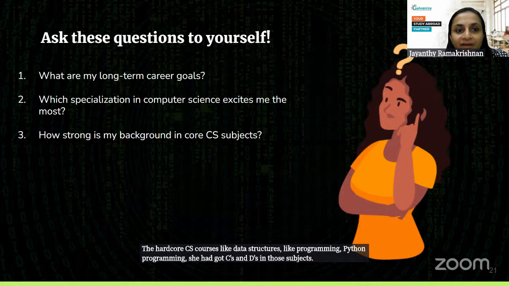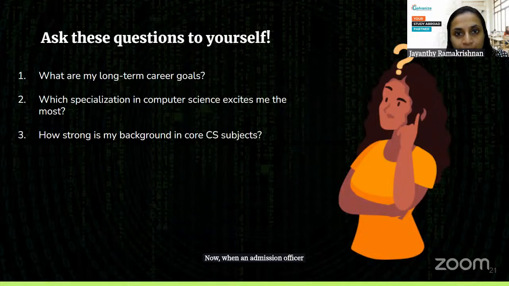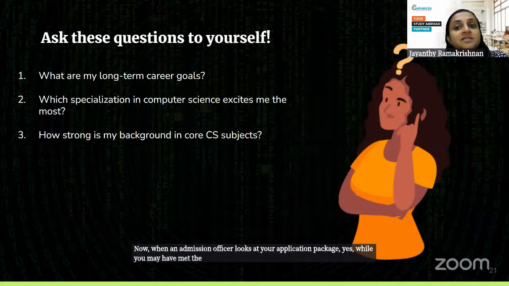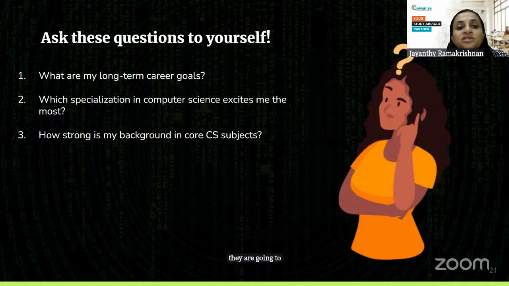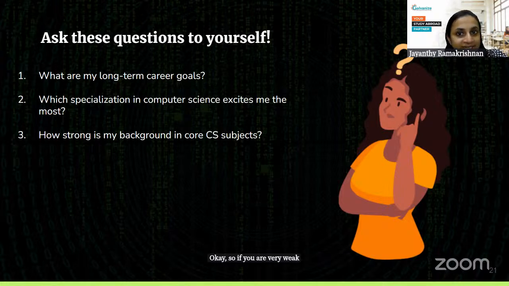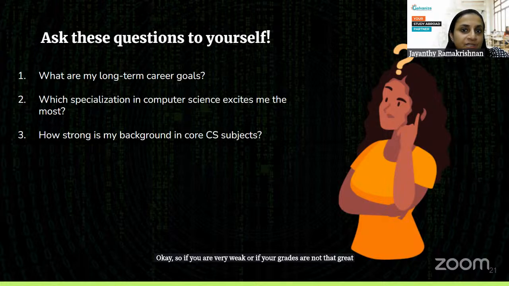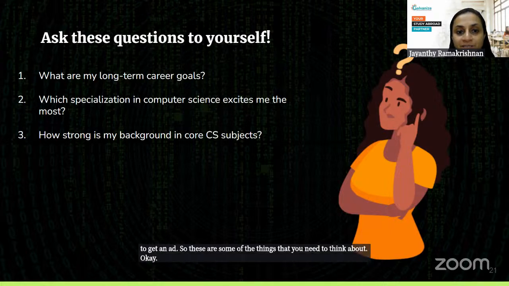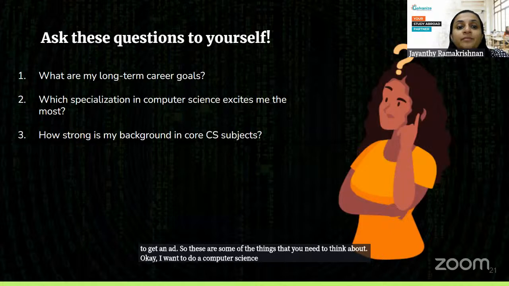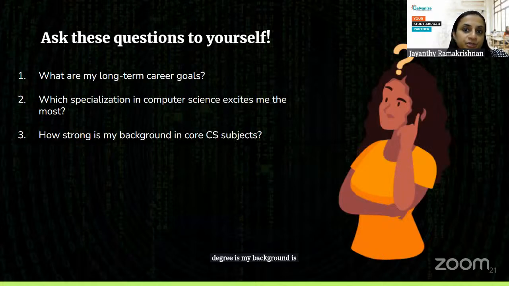Now, when an admission officer looks at your application package, yes, while you may have met the basic criteria for even submitting an application, they are going to look into the core subjects of that program. Okay, so if you are very weak or if your grades are not that great, then it is going to be a challenge for you to get an admit. So these are some of the things that you need to think about. Okay, I want to do a computer science degree. Are my core subjects strong?